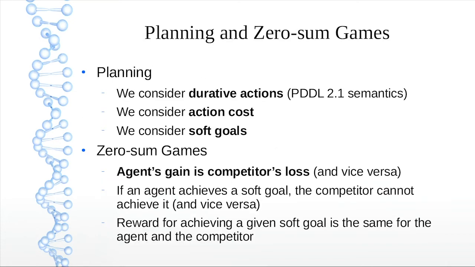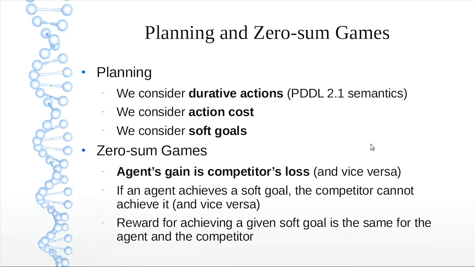I believe I don't really have to introduce planning, so here we consider durative actions, those that are defined in PDDL 2.1. We consider action costs and soft goals, which means that these goals don't have to be achieved, but for each of the soft goals which has not been achieved, there is some penalty given to the agent. In zero-sum games, whatever the agent gains, the competitor loses, and vice versa.